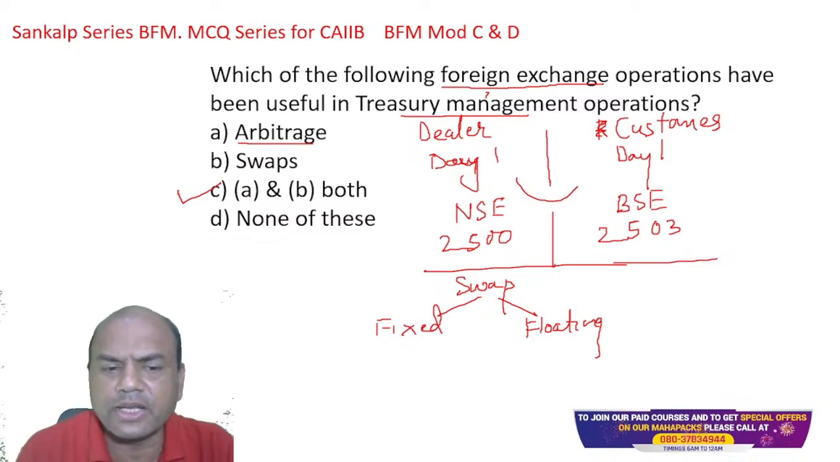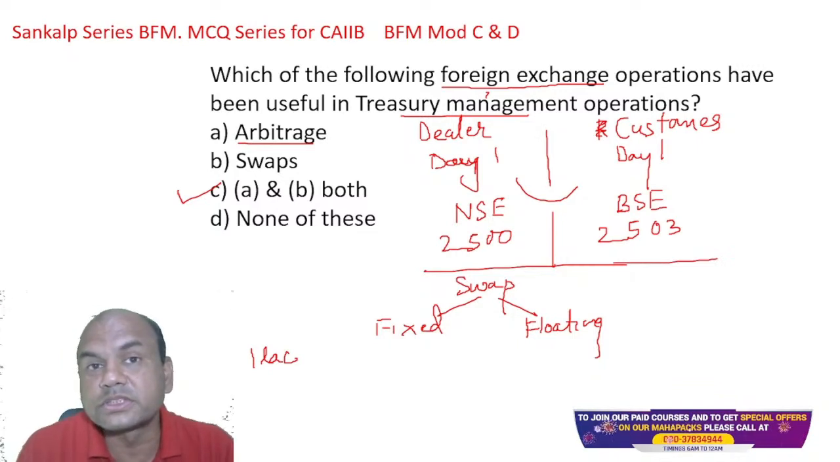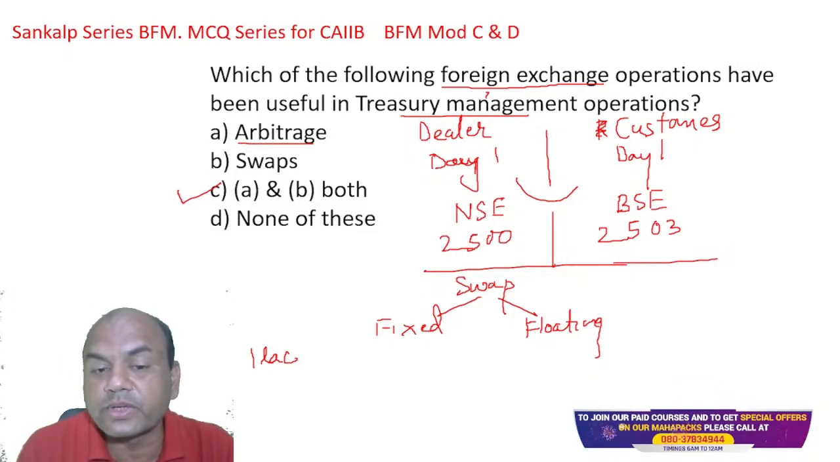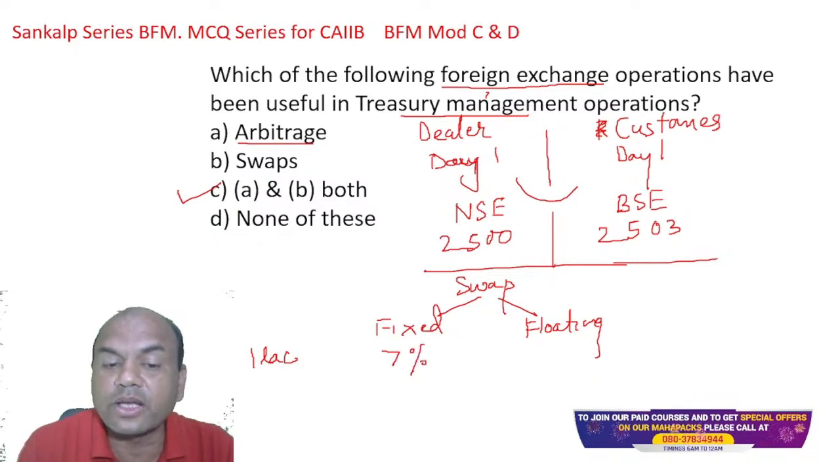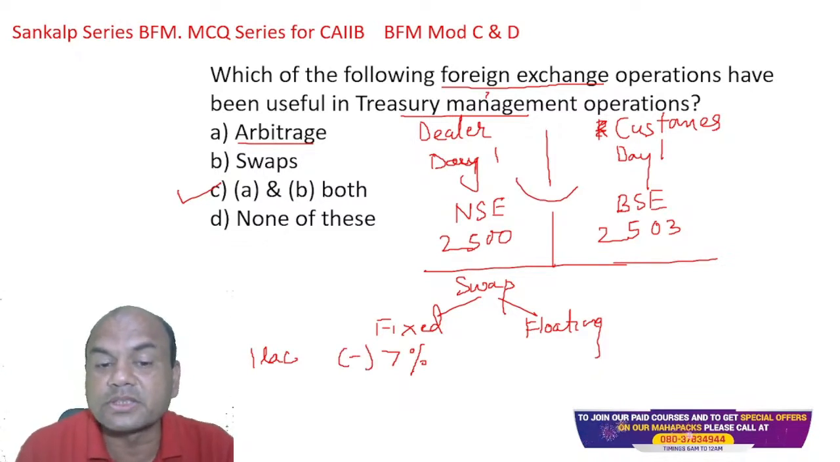For example, if I take 1 lakh rupees from you and I guarantee you a 7% rate of interest, this is what is fixed. I am guaranteeing you 7%. So this is going out, this is minus for me, it is out. So I am guaranteeing you 7% rate of interest.